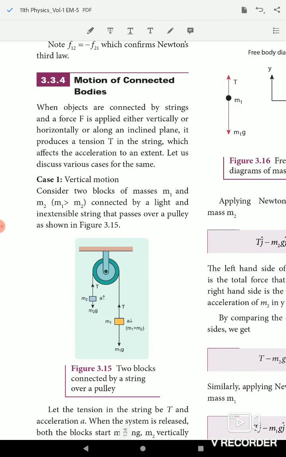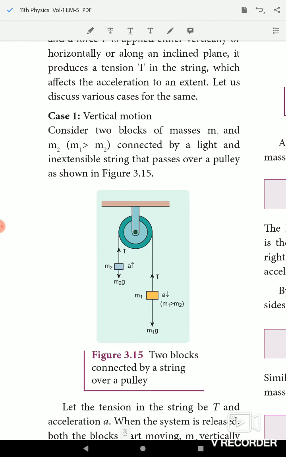Next we are going to see motion of connected bodies. When objects are connected by a string, and a force F is applied either vertically or horizontally or along an inclined plane, it produces tension T in the string, which affects the acceleration to an extent.